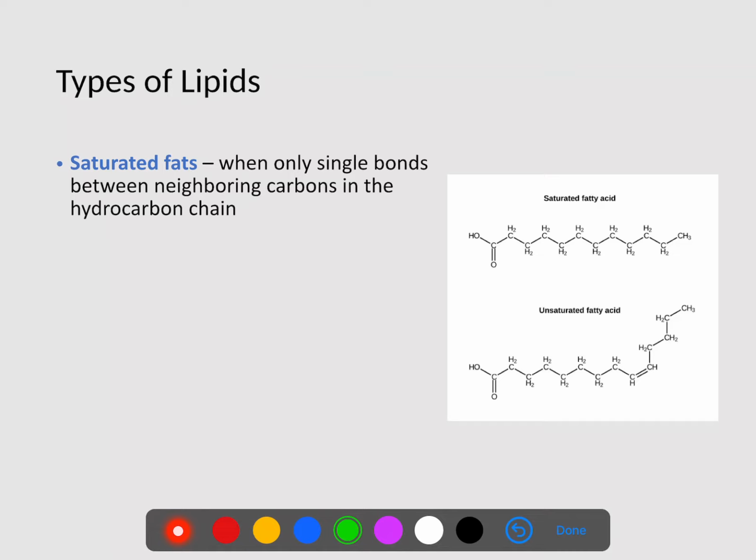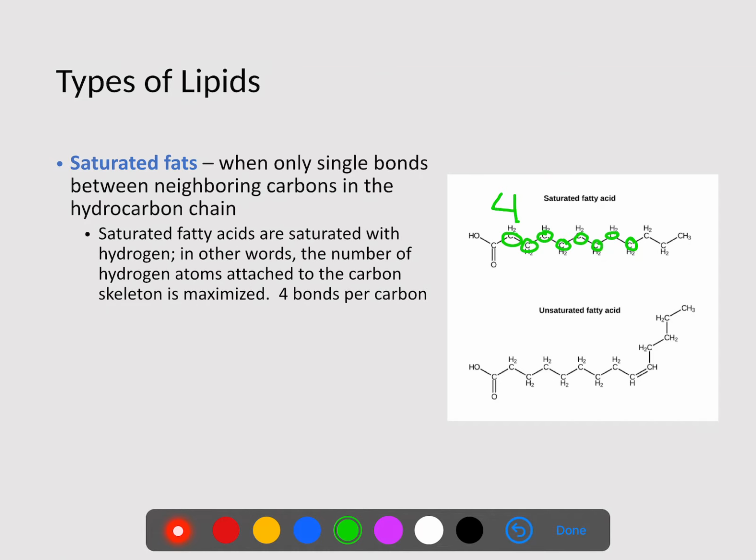Now, saturated fats are when only single bonds between neighboring carbons are formed between hydrocarbon chains. So in other words, each one of these carbons is bonded to 4 different atoms. Again, the carbon is saturated with bonds. So saturated fatty acids are saturated with hydrogen. In other words, the number of hydrogen atoms attached to the carbon skeleton is maximized, 4 bonds per carbon. Now, these are the things that are solid at room temperature, like butter, margarine, things along those lines.